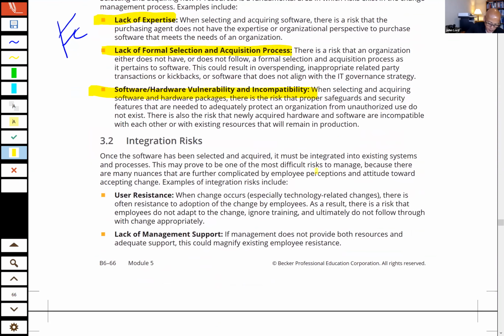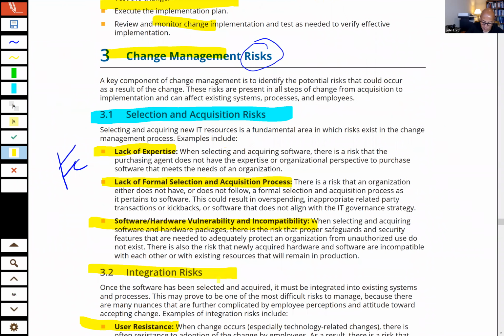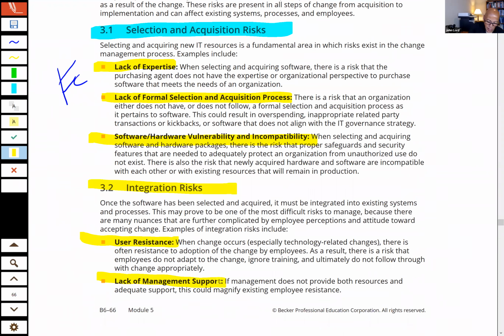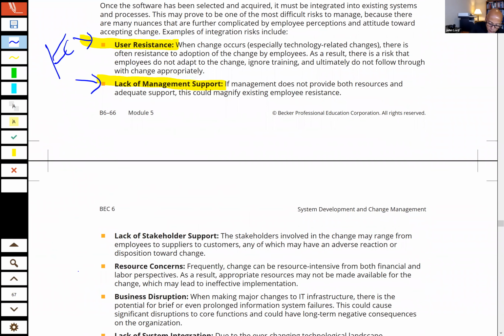Okay, good. Let's take a look at the integration risk. How will we actually integrate this software into our business operations? User resistance, lack of management support. That's why I was saying that one of the steps in the process is obtaining management approval, but it's more support from high levels of management for the change that we are making. So flashcard that. High level flashcards here, guys. Continuing on to the next page here.